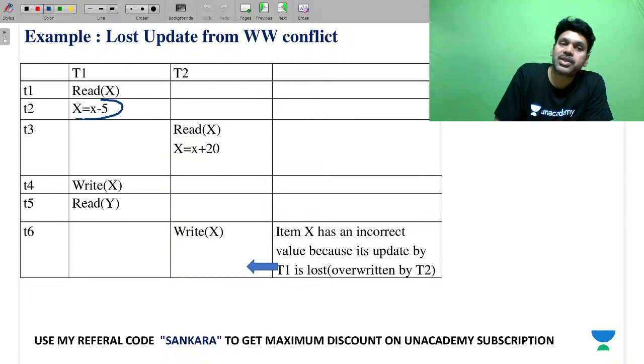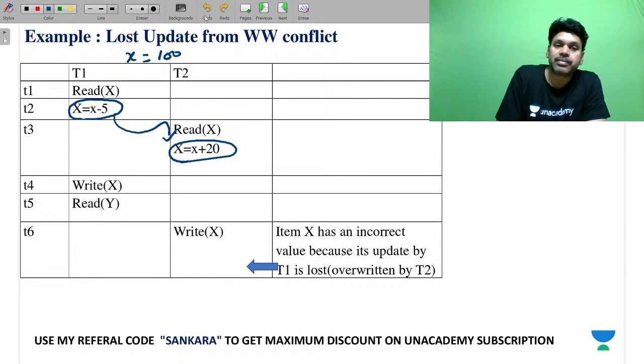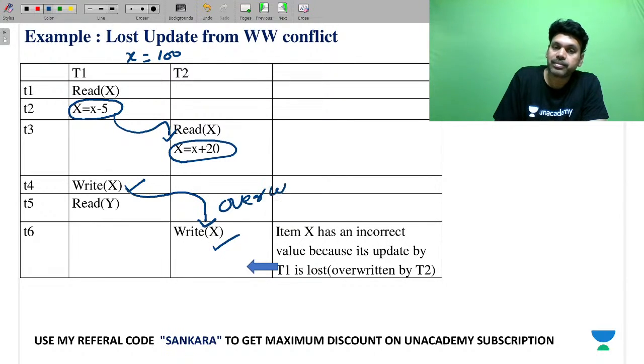So this is one of the examples of losing your update. Initially let us say some value I have taken, x is equal to x minus 5. He is also doing read x. Then he is performing x is equal to x plus 10. Then after that write x, then after that write x. So what will happen? This write action is being overwritten here.